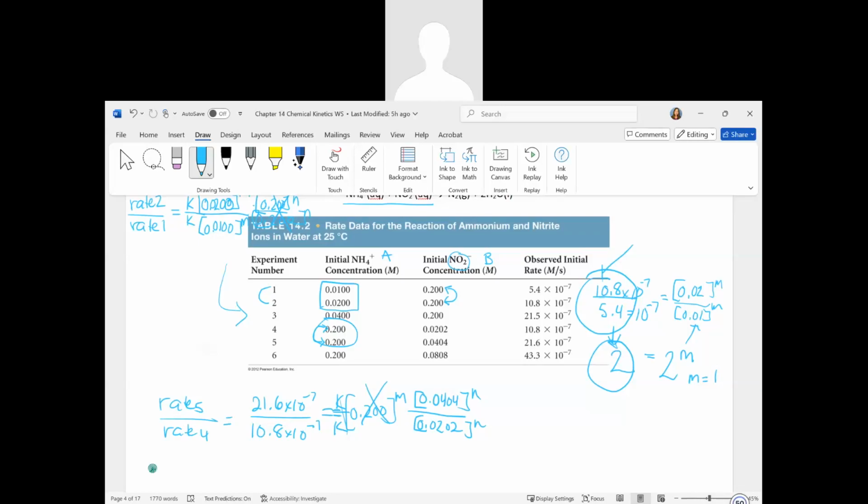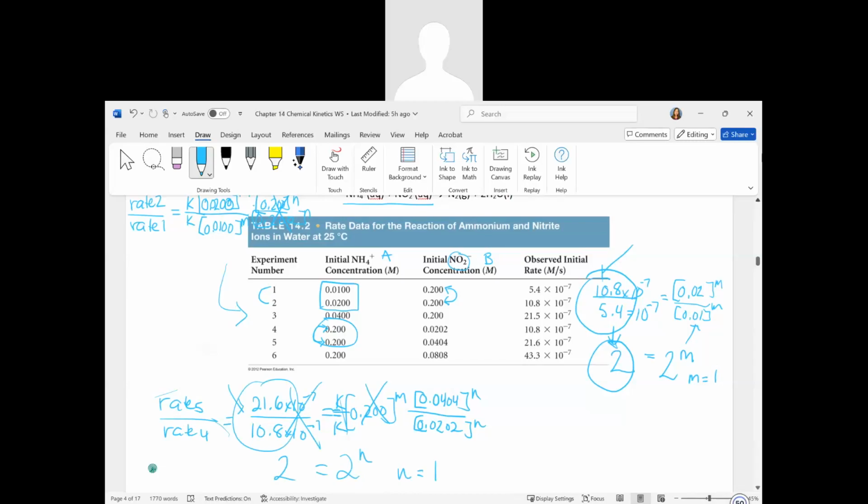So what we notice is that the relationship is also going to give us a one-to-one correlation here. So over here, 21.6 divided by 10.8 gives us 2. And then we can set that equal to 0.0404 divided by 0.0202. That will give us exactly 2. So 2 to the n. We solve for our exponent n.